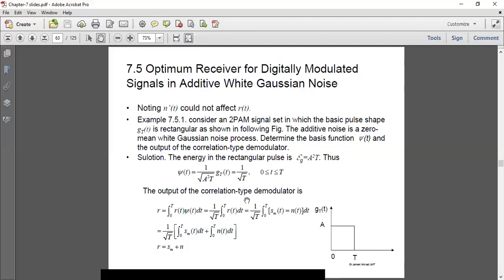The output of the correlation type demodulator can then be found from this expression: r is equal to the integral of r(t) times psi(t). So r(t) and psi(t) will be 1 by the root of T over here. So we have to integrate only r(t). r(t) is equal to s_m plus noise. This is actually a plus symbol over here, not equal. So the integral from 0 to T of s_m plus noise, with 1 by the root of T. s_m is separate and the noise is separate. So this can be written as s_m plus noise.